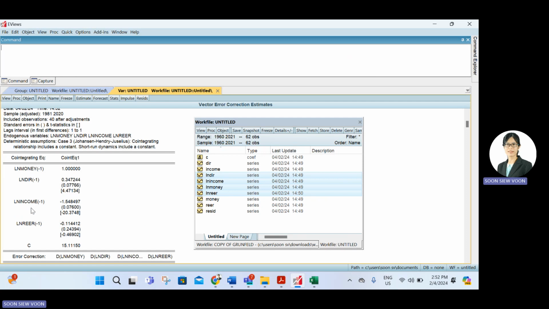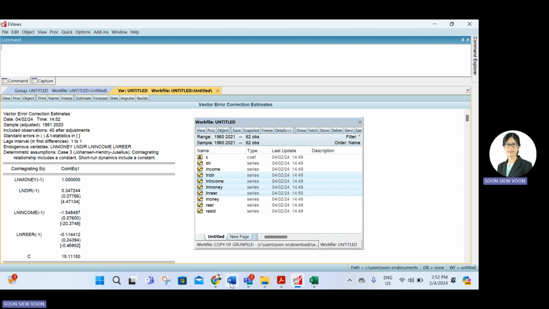So this is my long run result. In the long run, income has a positive impact on money. Interest rate is negative, and actually they are significant. The exchange rate seems not significant, but it has a positive impact on money demand.